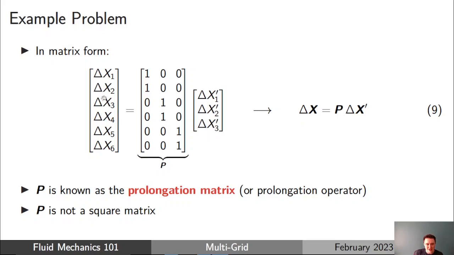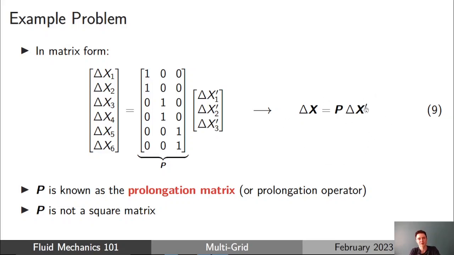And what we can see is this operation of injection is equivalent to multiplying by a matrix P, which is often known as the prolongation matrix or the prolongation operator. And it's very similar to the restriction matrix that we saw before. It's not a square matrix, and of course it can't be a square matrix because we need to change the size of the vector from a 3x1 up to a 6x1. So it's a non-square matrix with many 0 values. And of course in vector form we can write the equation simply as a matrix multiplication like this, which you can see here.